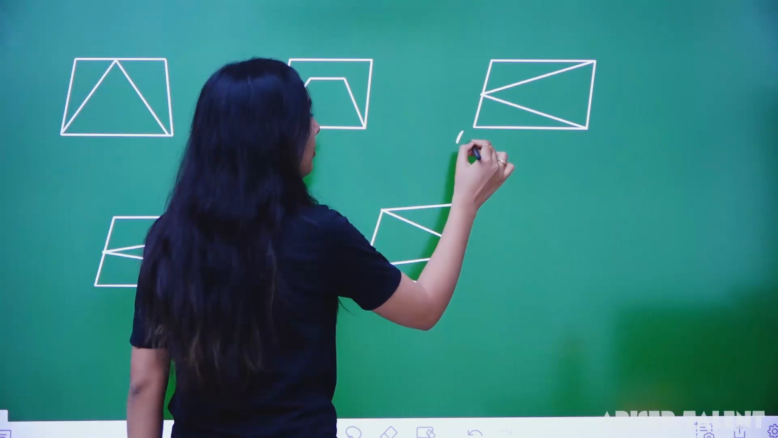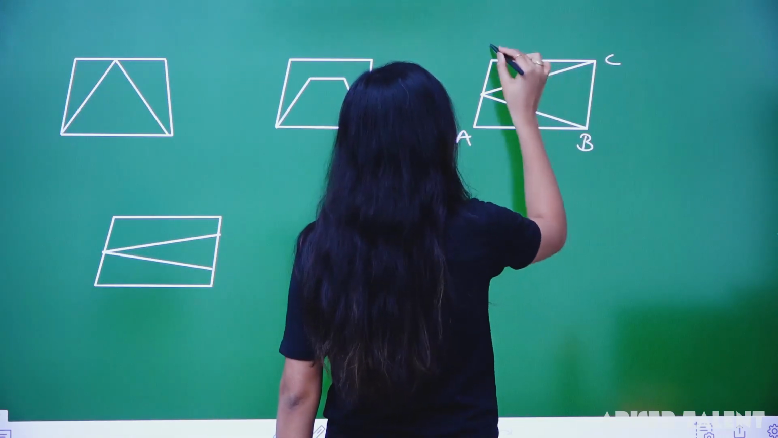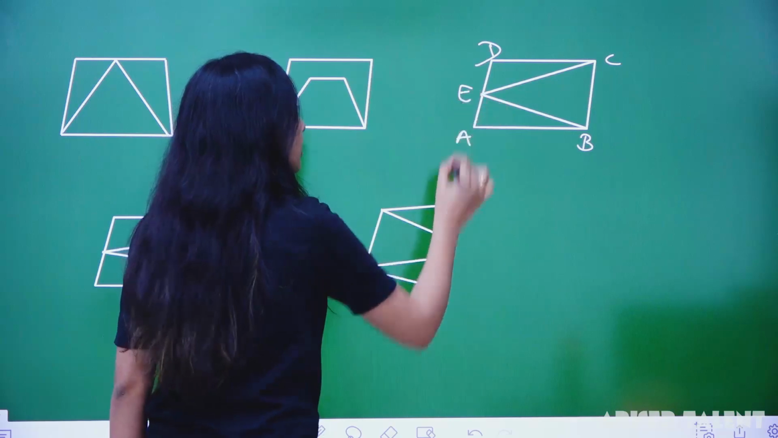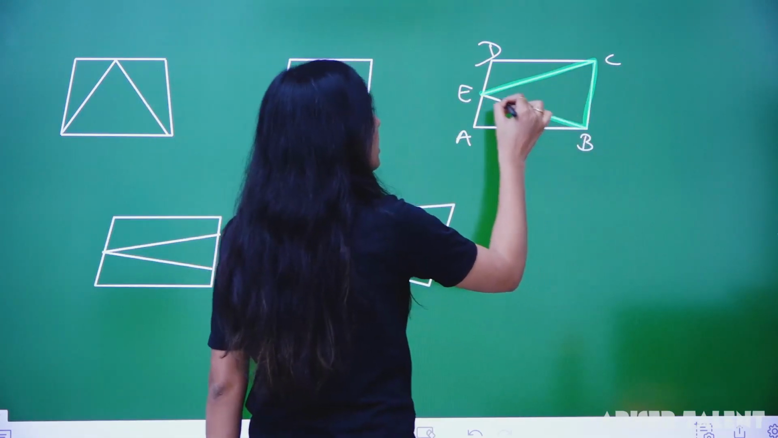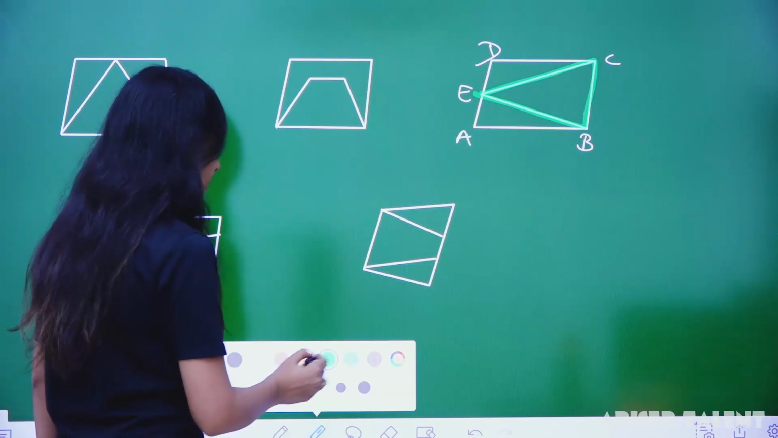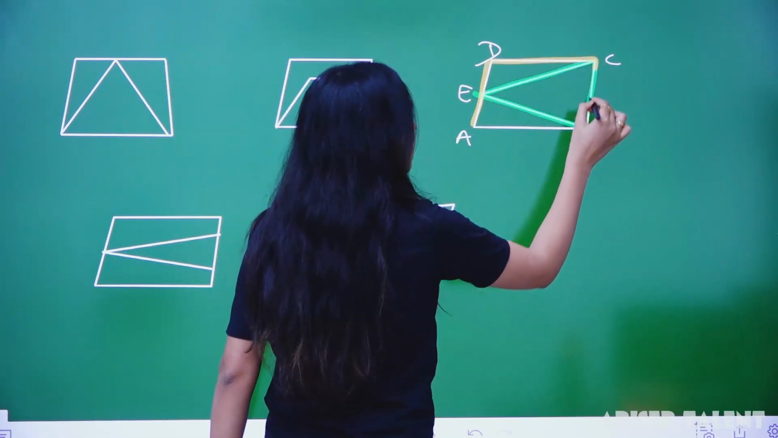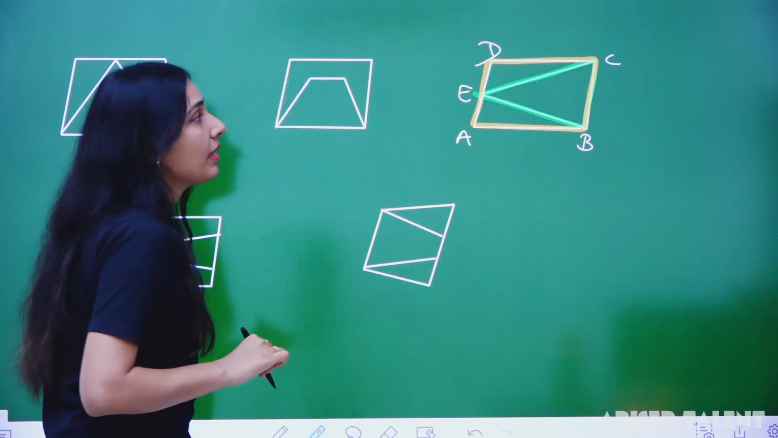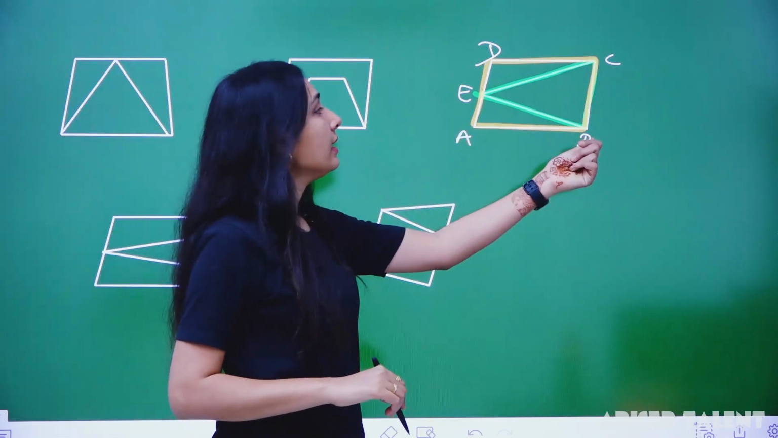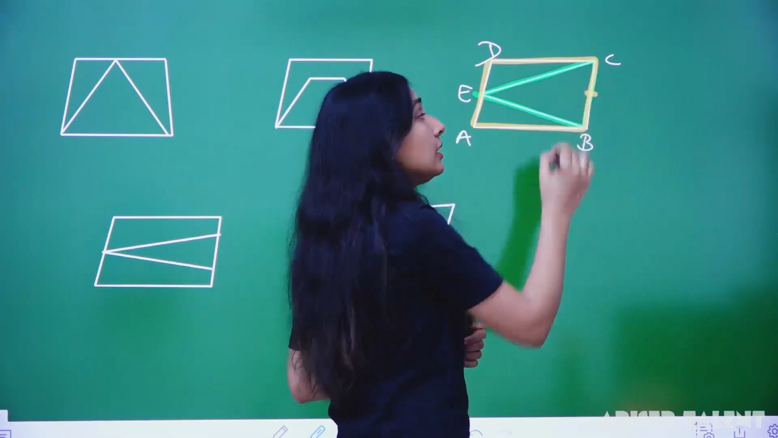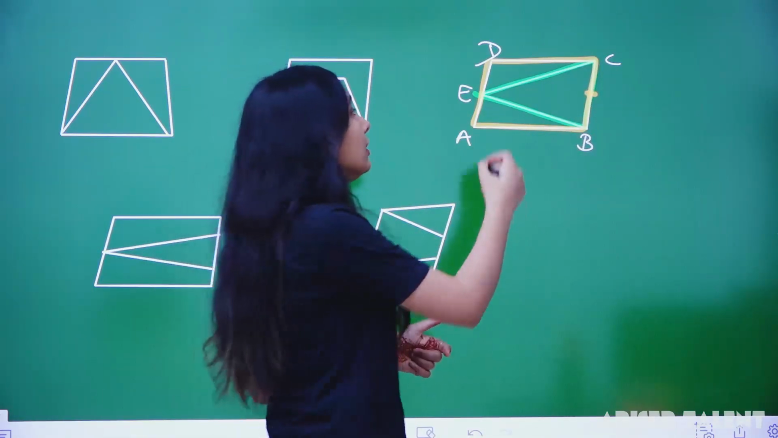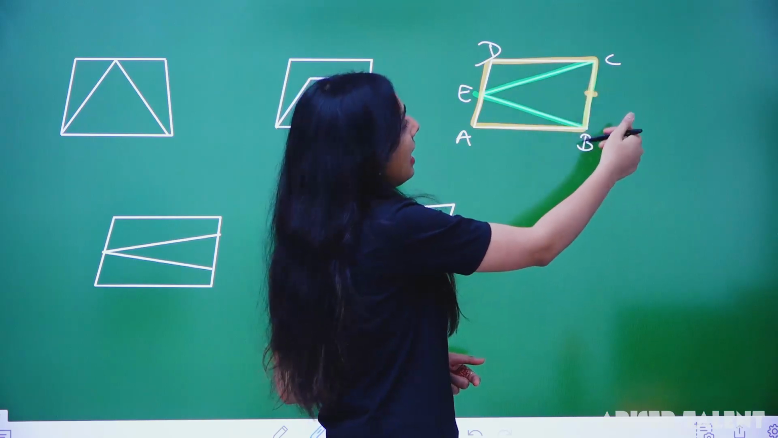Okay, so we can name them A, B, C, D. And this is E. Here we'll say that this is ECB, and this ABCD parallelogram and the triangle BCE have the same base BC, and also they are between the same parallels AD and BC.